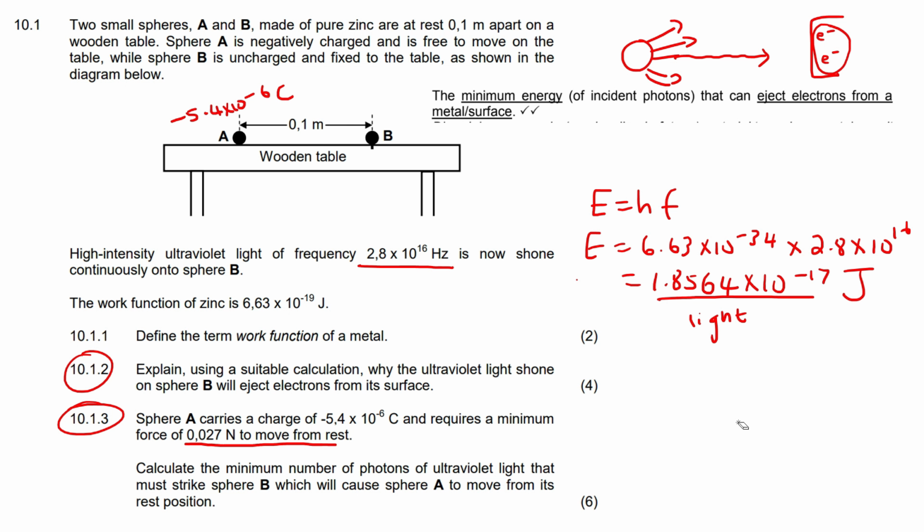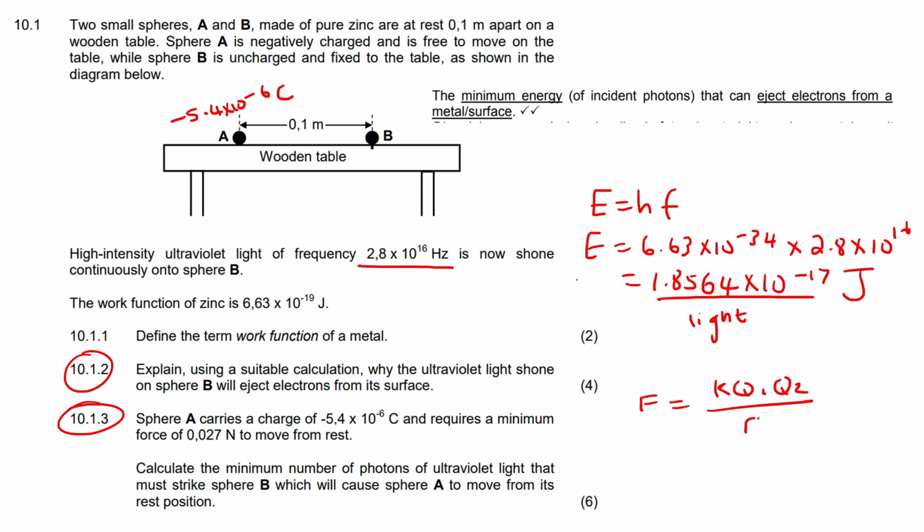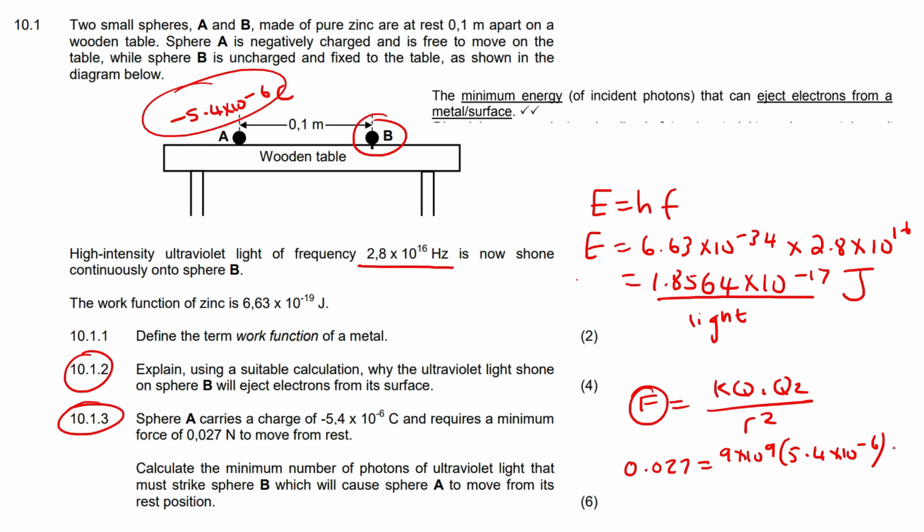I will explain. So first of all, we would like sphere A to be able to move. They said for that to happen, you need this amount of force. So from Coulomb's law, we know that force is equal to K Q1 Q2 over R squared. So we know that the force we need is 0.027. We know that K is 9 times 10 to the 9. We know that this one's charge is 5.4. We don't put negatives. We don't know what B's charge is going to be.